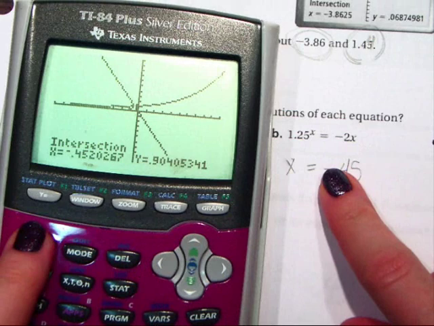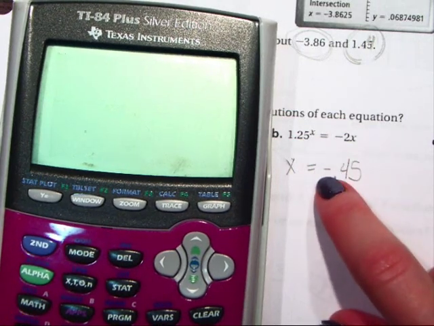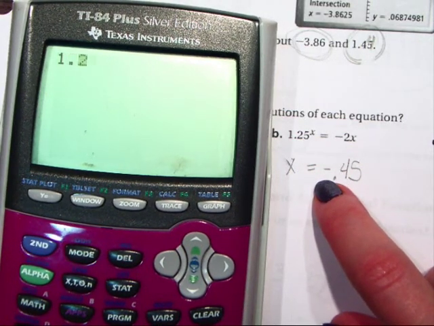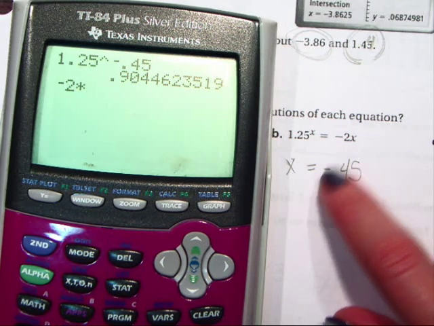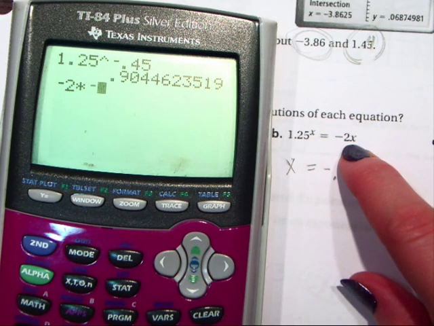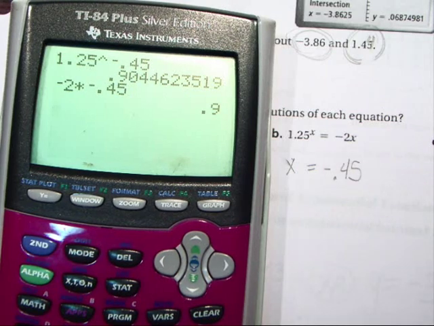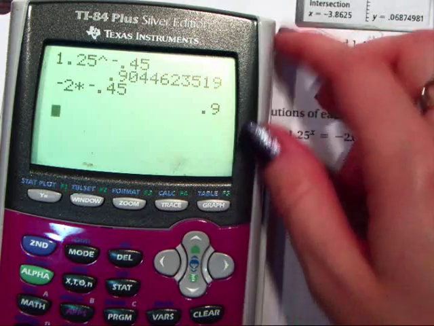So what does that mean? That means if you plugged in negative 0.45 to both of these, you get the same thing. Watch. 1.25 to the negative 0.45. That's the number I get, so about 0.9. And negative 2 times, okay, I'm putting it in for x, negative 0.45. Look at that. I get about 0.9 both times. Why didn't it work out perfect? Because I had to round.